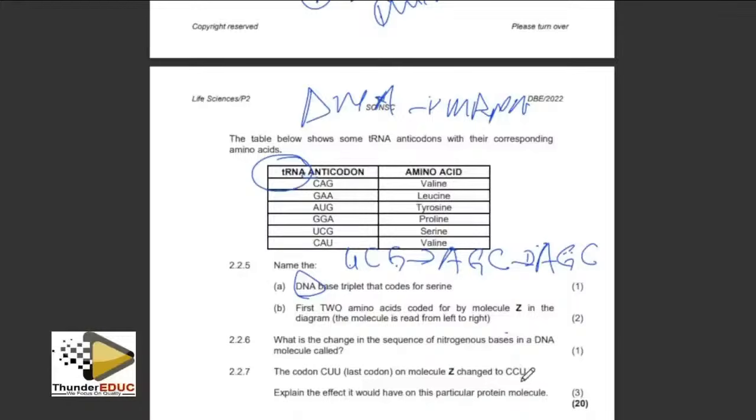They're saying that the code CUU changes to C. Now they're saying codons. It means that they are not saying anticodons, codons. So it means that I have to convert this into transfer RNA.